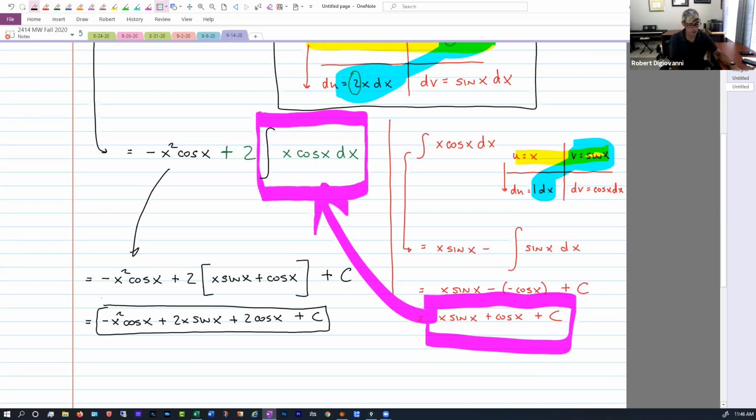Yeah, nothing there. You can't collect any of those together. Those aren't like terms. But there it is. Could we check the answer?